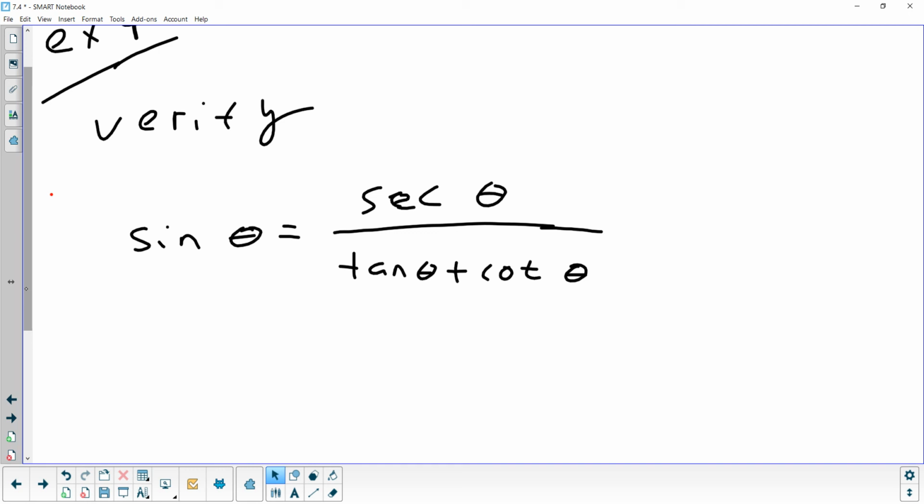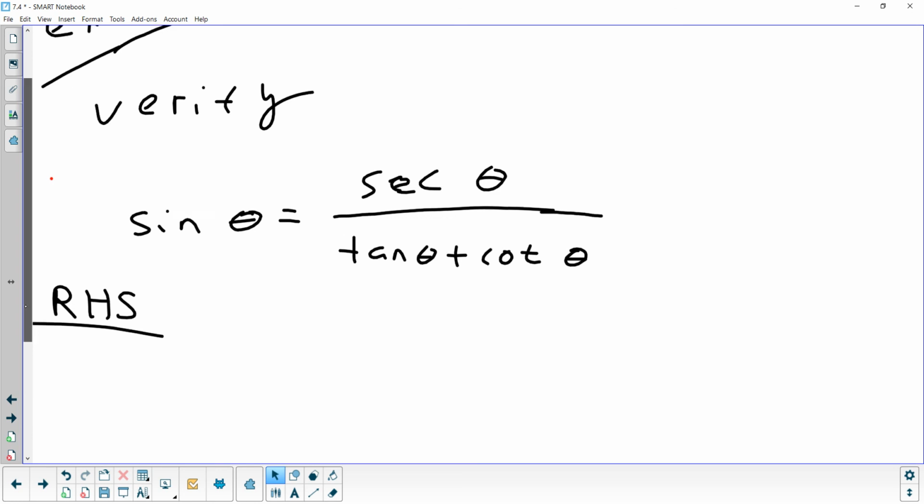Yep, the right side. So what we're going to do is work with the right-hand side, and we're going to try to simplify it into the left. Until I get going, I don't usually know exactly what I'm going to do. I just kind of start thinking about different things I can try.